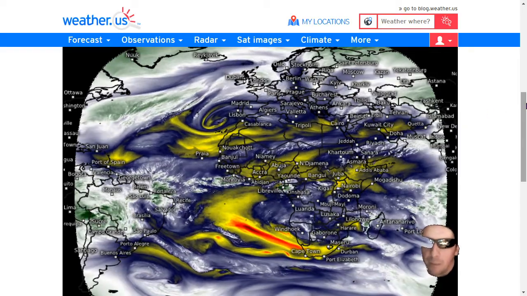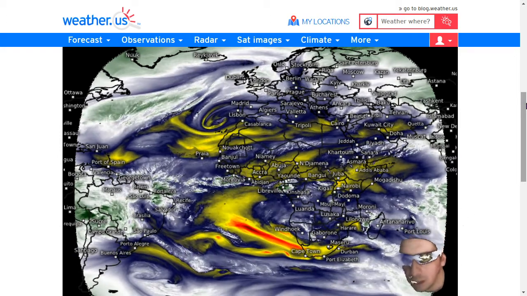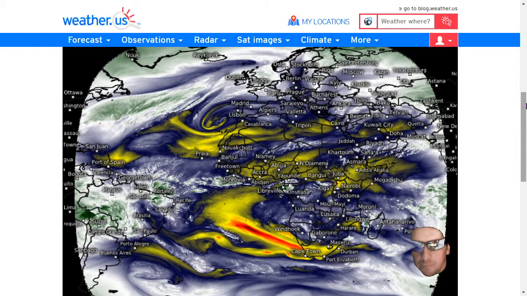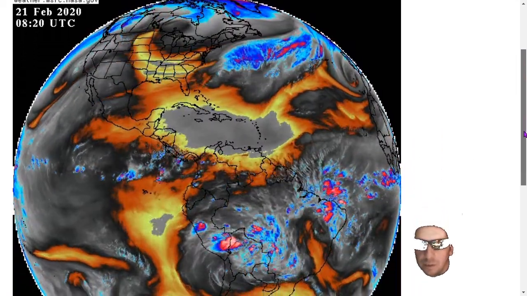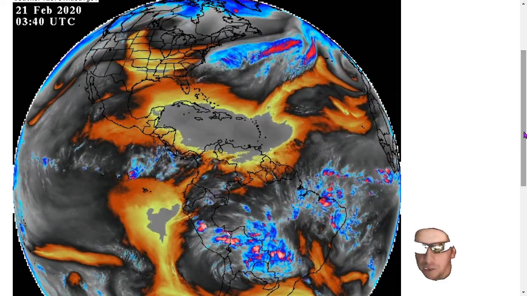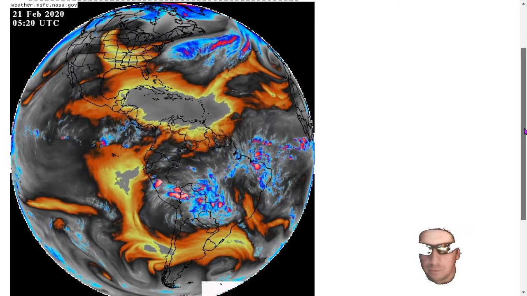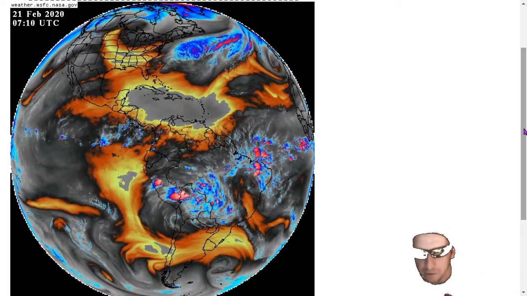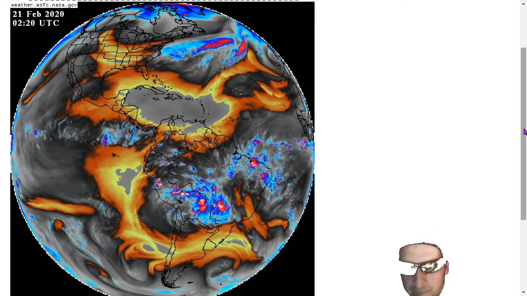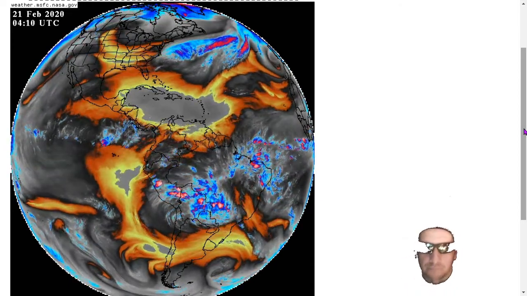Here's a water vapor map over Europe and Africa. And here is the Americas. Let me shrink that down a little bit. And we like to mix it up occasionally on the daily space weather videos. Some major pressure gradients there over Brazil.